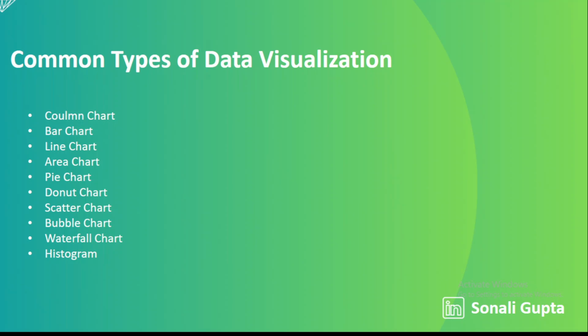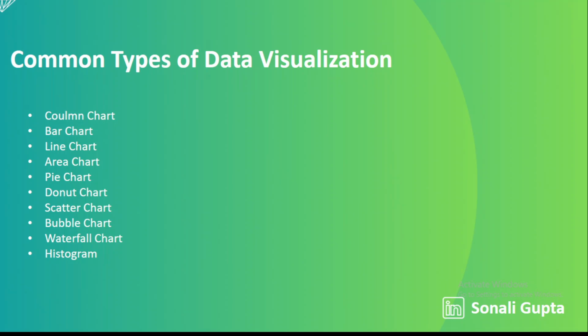So what are the common types of data visualization? Basically column chart, bar chart, line chart, donut, bubble, waterfall, histogram. These are some commonly used data visualization types that we are using. And the collection of different kinds of charts and visuals on one screen is called a dashboard. A dashboard is used to provide meaningful information about the data to the stakeholders and the management, so that they can take a better decision.